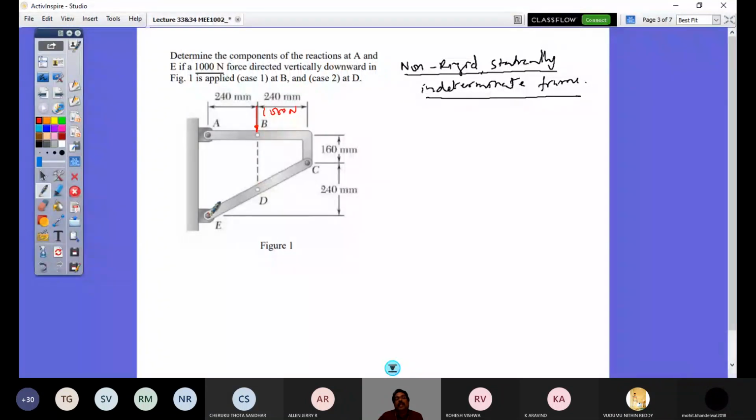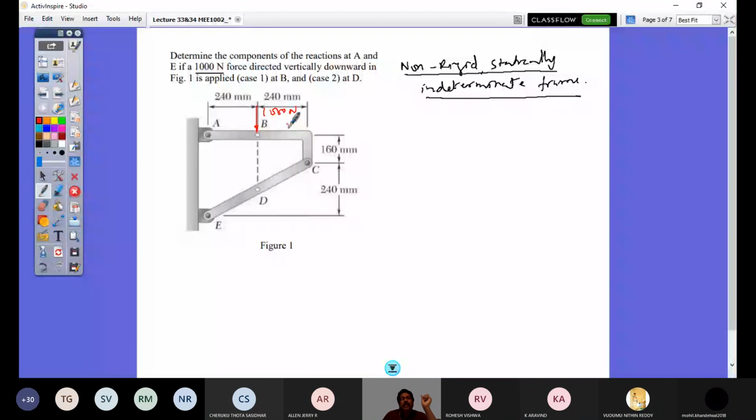If this entire frame is a rigid body, not a connected body, then I can have this force applied at point B or anywhere along the line, and it would have the same effect. But in a connected system of bodies like frames or trusses, you have to look at the point of application of load. The principle of transmissibility of force is not valid on a connected system. That you have to understand. That is why this problem is given to you now.